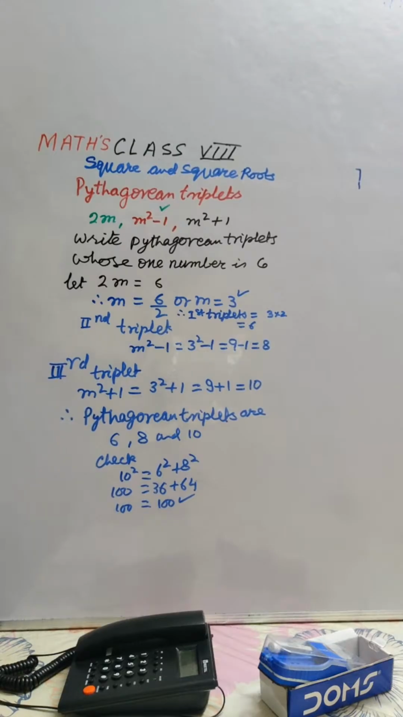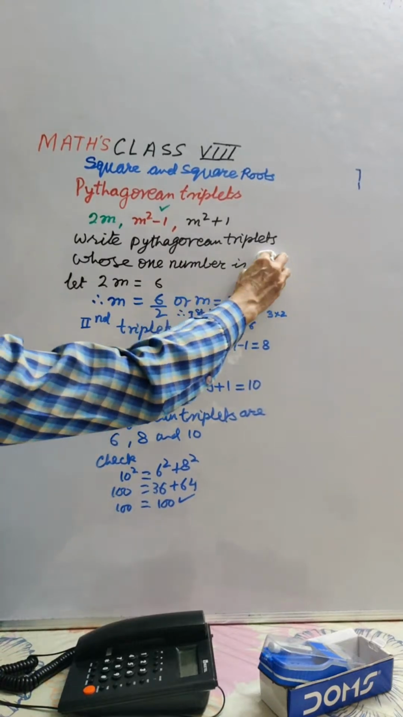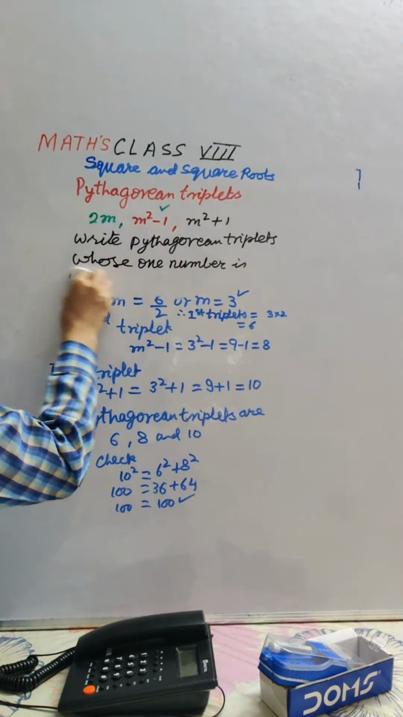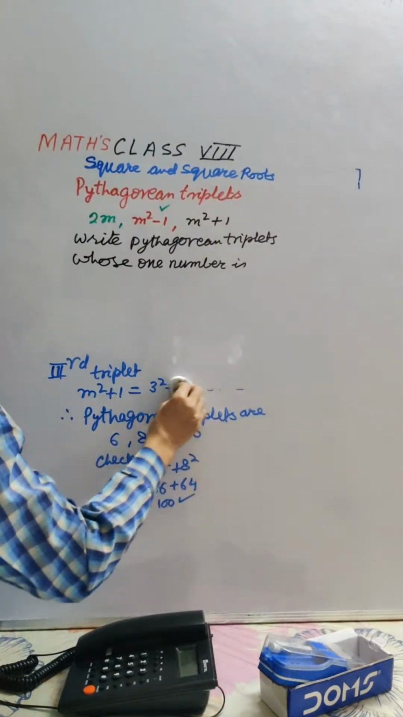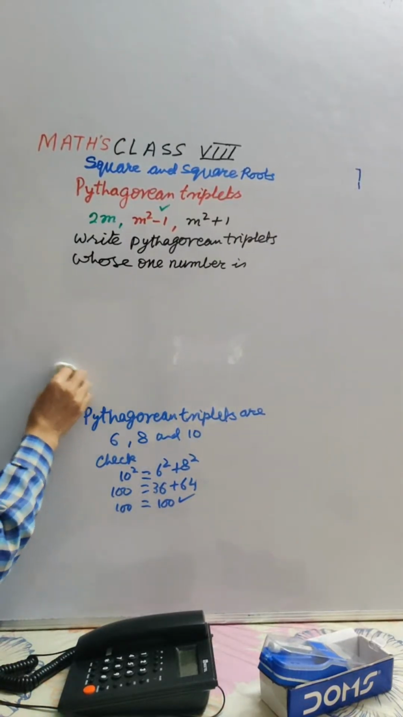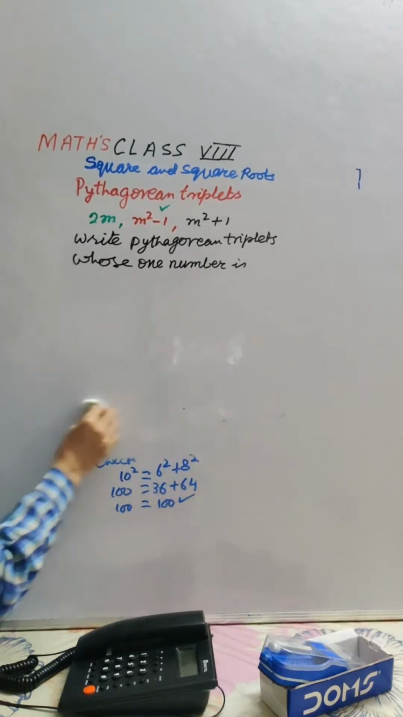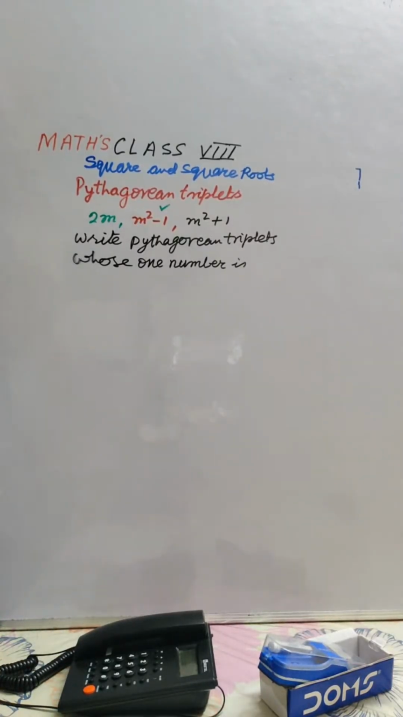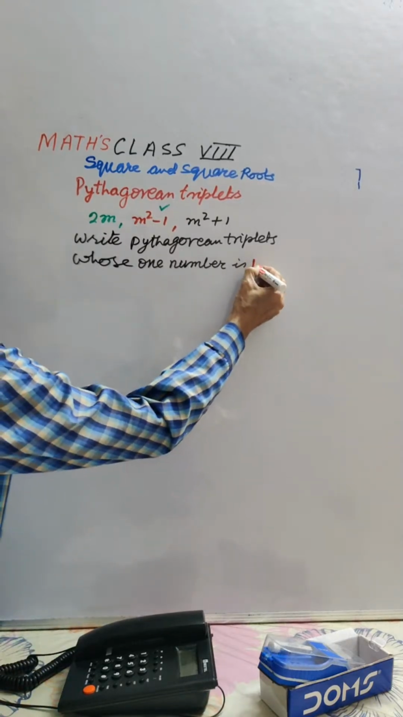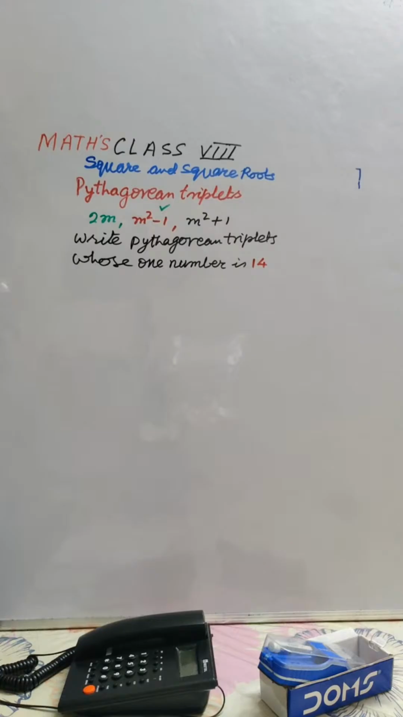Next number is given 14. So for 14, similarly we shall do for 14. What will be the Pythagorean triplets whose one number is 14? One number is 14 and other Pythagorean triplets we have to find.